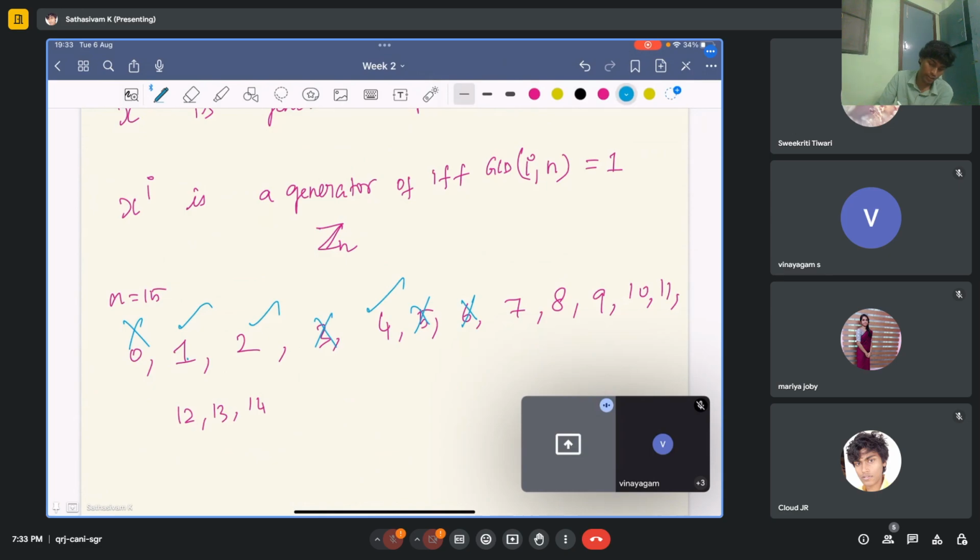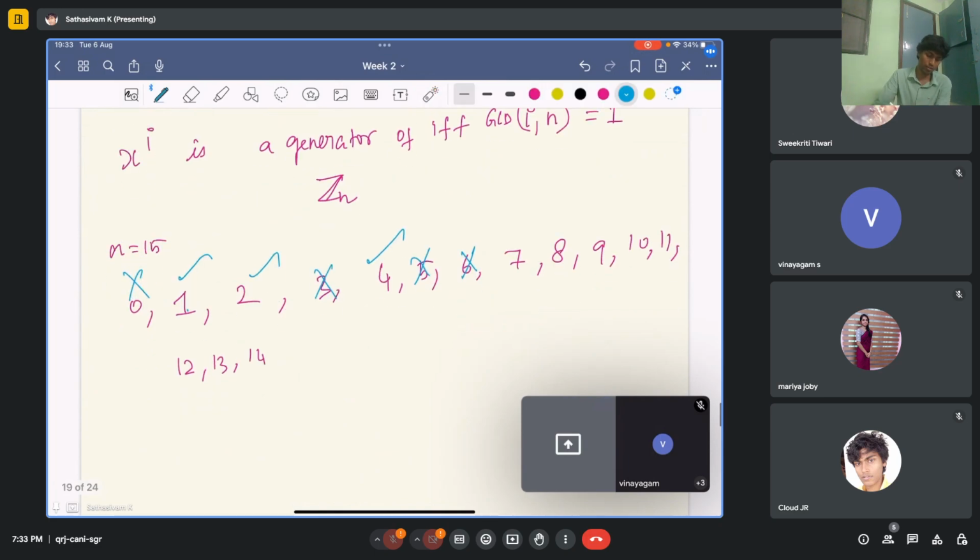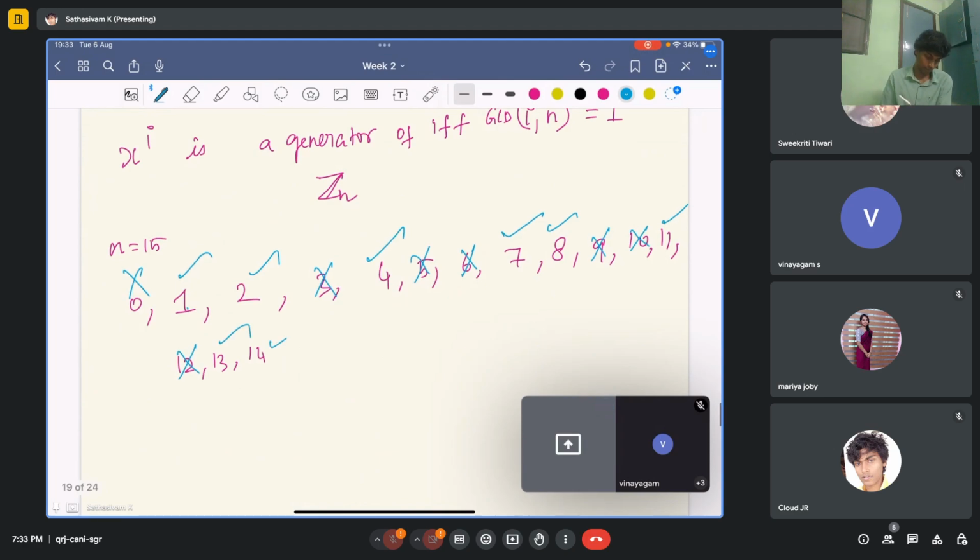Yeah. So this one, why? 5 is a common factor, right? 5 and 15, 5 is a common factor. If you look at 6 and 15, 3 is a common factor. So the GCD is 3. So 7 is there, 8 is there. This is not, this is not, this is there.